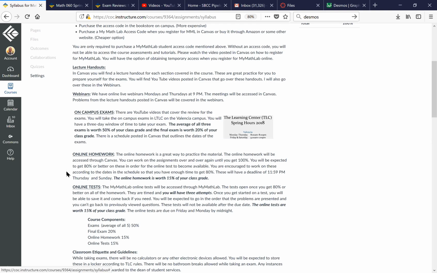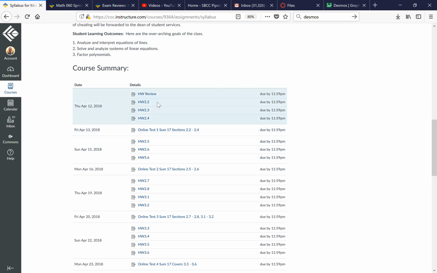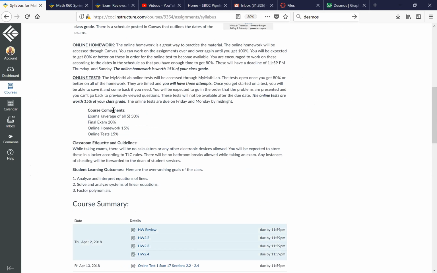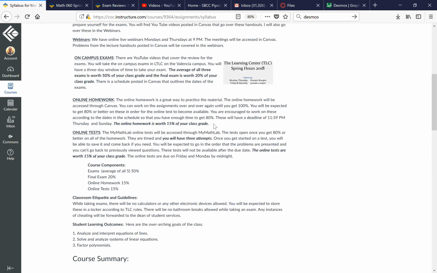Please try to work on these according to the dates in the schedule so that you have enough time to get 80%. These homeworks are going to be due on Thursday. Is that correct? The first homeworks are due 2.2, 2.3, 2.4 on Thursday, April 12th at midnight. You do not want to wait till Thursday at 8 p.m. to try to finish all 4 of these. You will not have enough time. So you want to work ahead. These have a deadline of 11:59 p.m. Thursdays and Sundays. The online homework is worth 15% of your class grade.